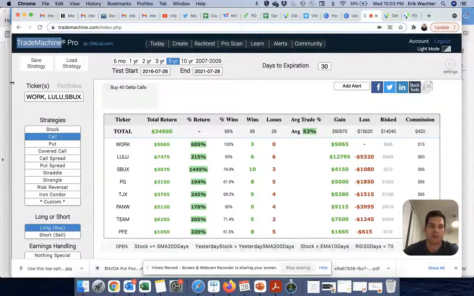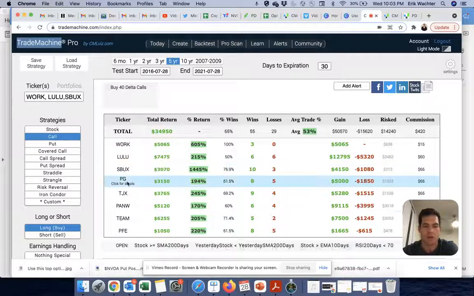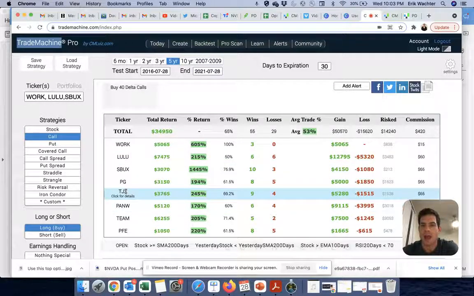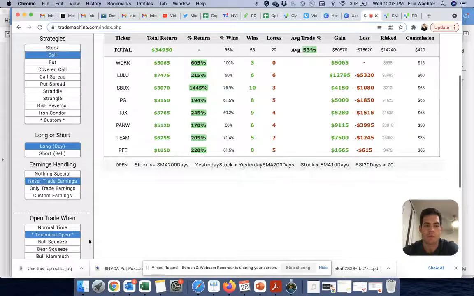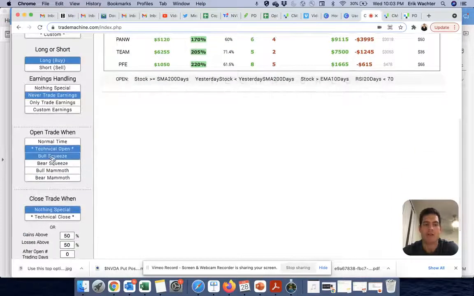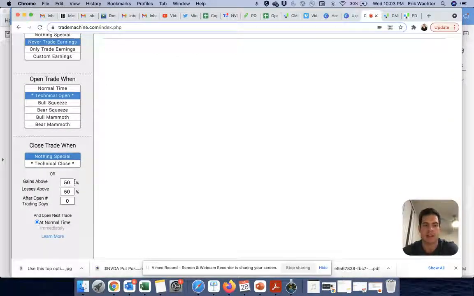I have a list of different stocks: Lululemon, Starbucks, Work, Procter & Gamble, and so on. And I have the parameters for this trade. We're buying a 40 delta call with 30 days till expiration. We're not trading earnings. We have some technical parameters that I'm going to show you in a little bit. And we're closing the trade if at the end of the day we're at a 50% gain, or at the end of the day we're at a 50% loss.